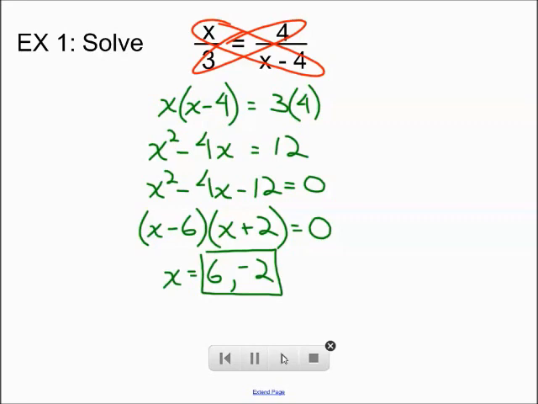The one thing you do want to make sure is that neither one of these solutions is extraneous, meaning we can't have a denominator that is 0, but 6 minus 4 isn't 0, and negative 2 minus 4 isn't 0 either. So both these solutions should work.